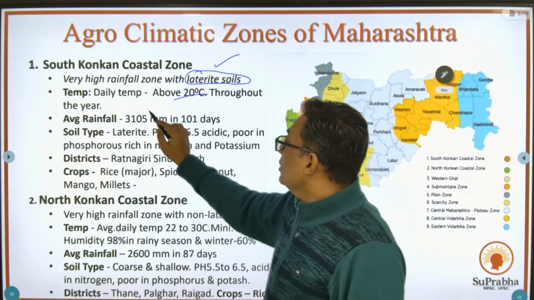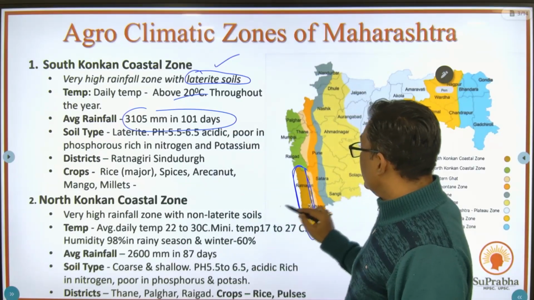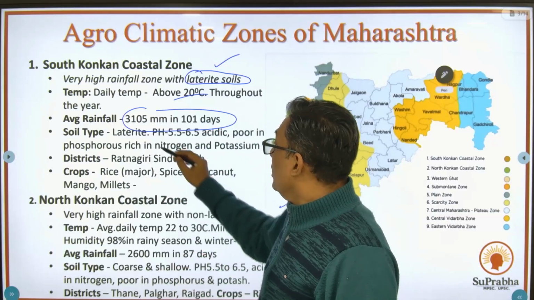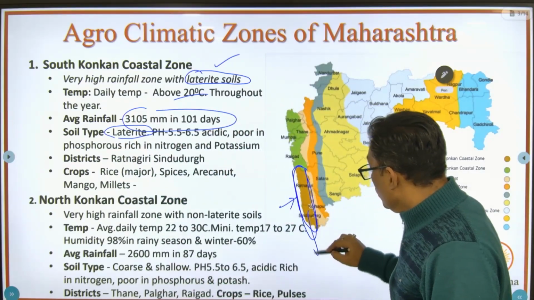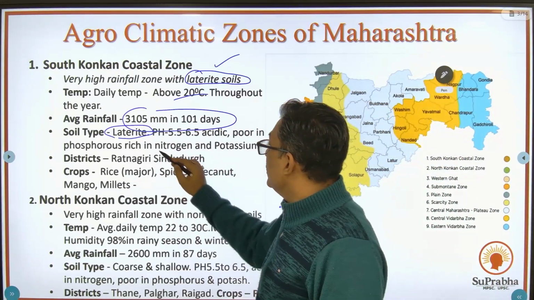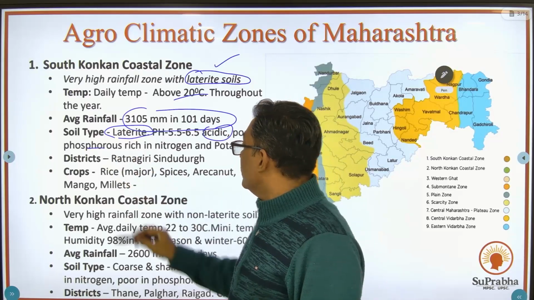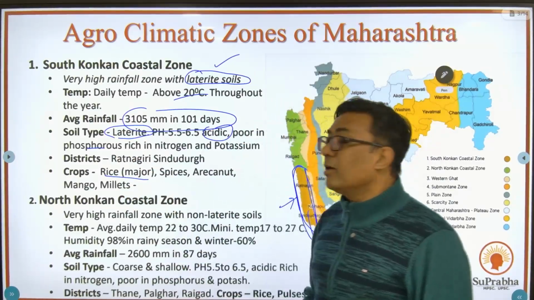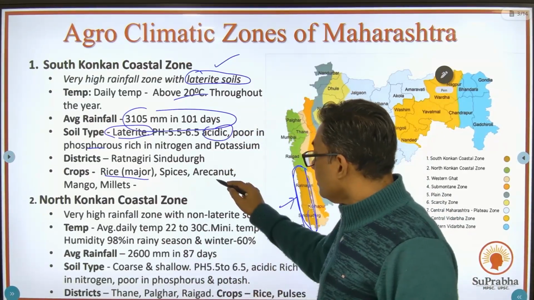The rainfall is 310 centimeters in 101 days. So it faces rainfall for literally 4 months. The soil is laterite, so it's rich in iron. You all might know that in Sindhudurg you also have iron ore. That's because we have the laterite soil, which is rich in iron. It is acidic, but poor in phosphorus, rich in nitrogen, potassium, and iron. Crops majorly taken here are rice, spices, areca nut, mangoes. You also have millets over here.